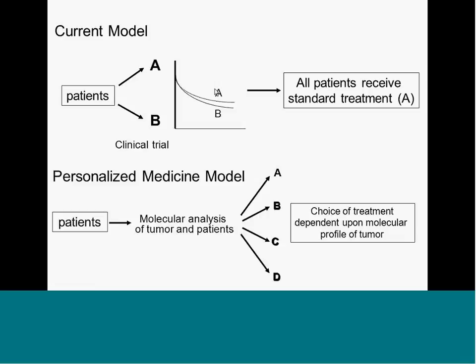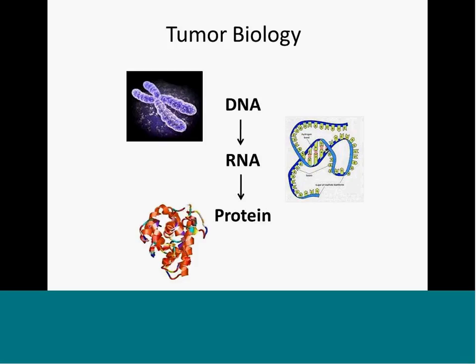What are we trying to get? Well, this is more of the personalized medicine model, right? We take our patient, we do a molecular analysis of the tumor, and based on the molecular analysis, we decide the choice of treatment upon the molecular profile. So this is nothing new to you guys. This is our personalized medicine model, and the question is, how do we get there?